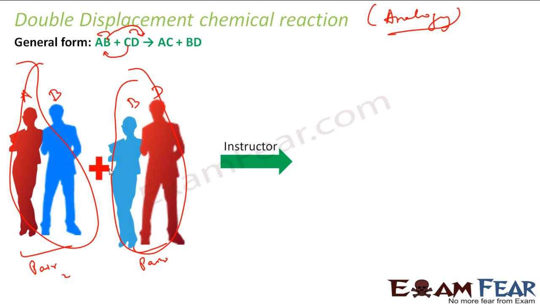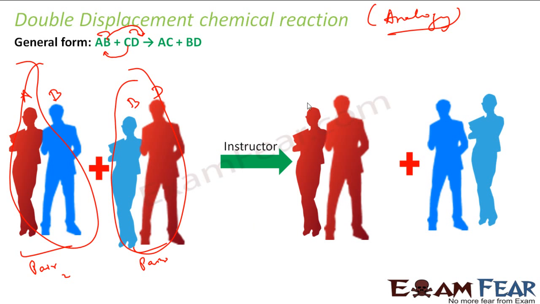Now the instructor came and told them that it doesn't look good. Red should pair with red and blue should pair with blue. So now they are like this. This guy was A and the red guy was D. The blue guy was B and the blue lady was C. So from AB plus CD, it becomes AD and BC. They swapped. It can be any swap. These kinds of reactions are called double displacement chemical reactions.